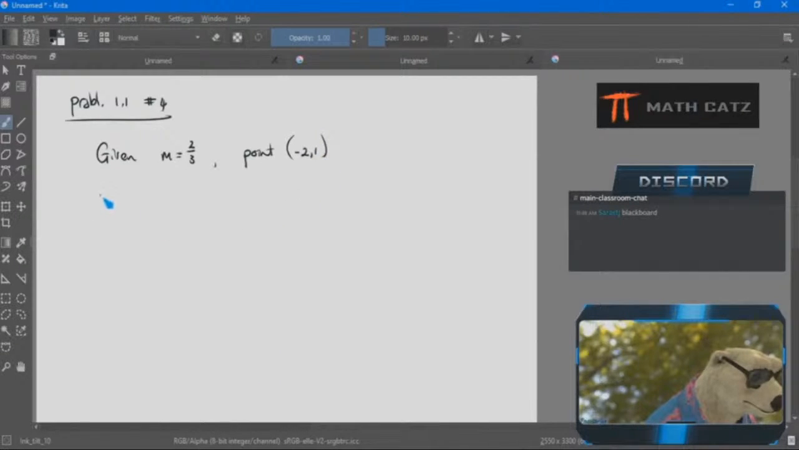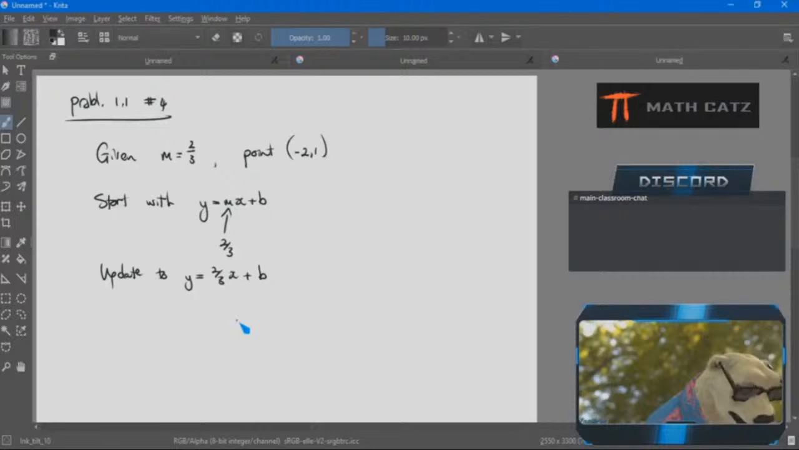Okay, so we start with y equals mx plus b, my slope-intercept form, my function form, whatever you want to call it. That's the best one, the only one I need. So the slope is already given, so we can just insert 2/3 right there. So we can update to y equals 2/3 x plus b. So now I still have to find the b.